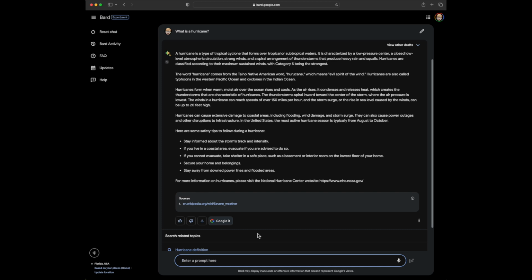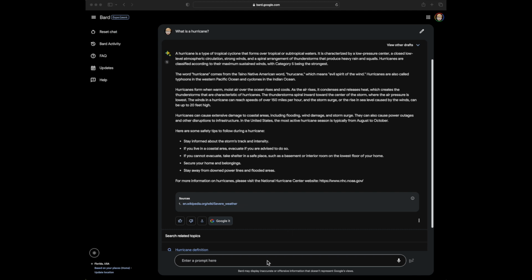So here's some safety tips to follow during a hurricane. Stay informed about the storm's track and intensity. If you live in a coastal area, evacuate if you're advised to do so. If you cannot evacuate, take shelter in a safe place such as a basement or interior room on the lowest floor of your home. Secure your home and belongings. Stay away from downed power lines and flooded areas. For more information on hurricanes, please visit the National Hurricane Center. And then there's the www.nhc.noaa.gov. So that is a fantastic explanation.